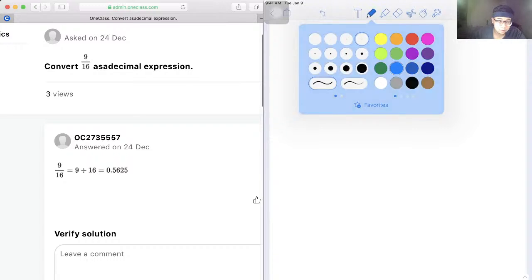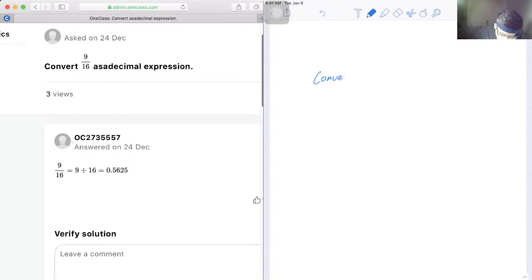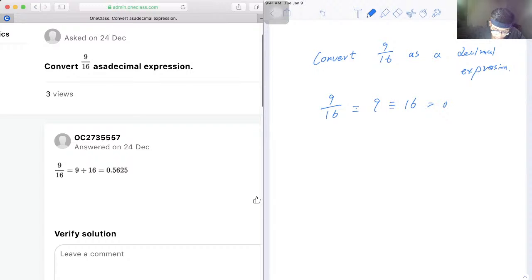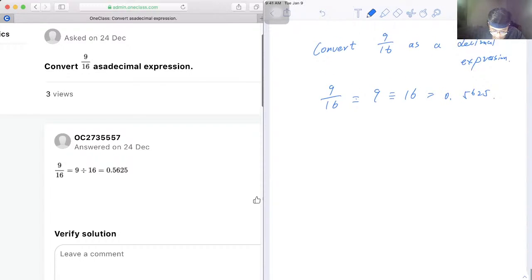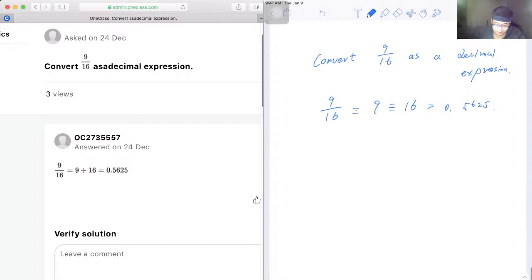So our next question is asking us to convert 9/16 as a decimal expression. Okay. So 9/16 is just equal to 9 divided by 16, which is equal to 0.5625. Okay, and this is a case when there's no common factor for numerator and denominator.